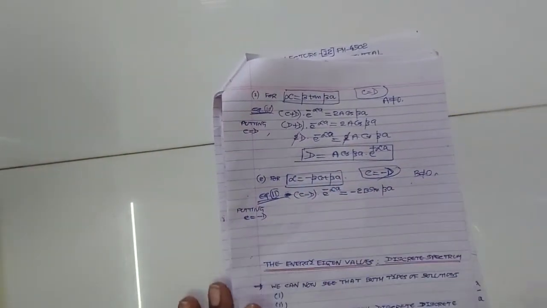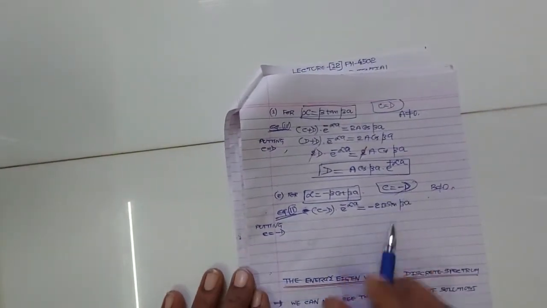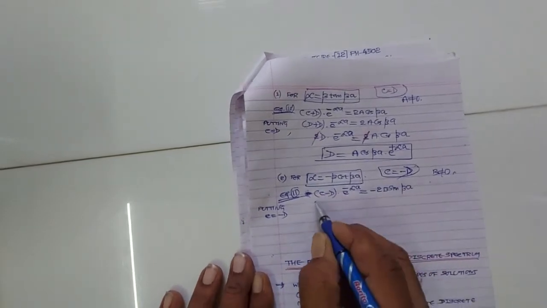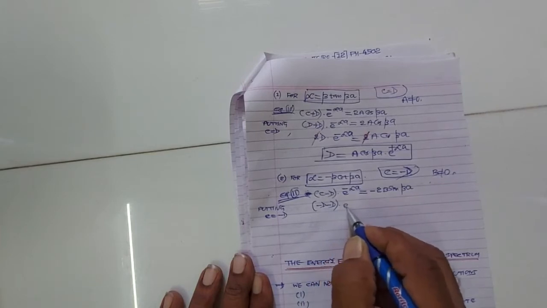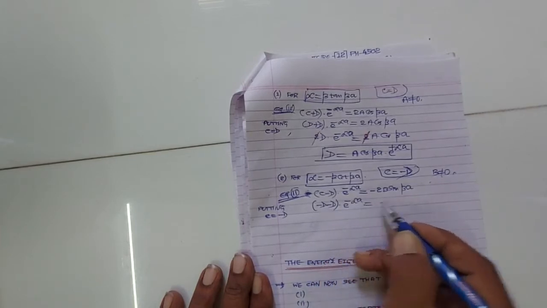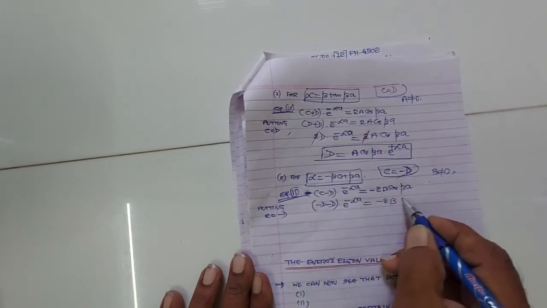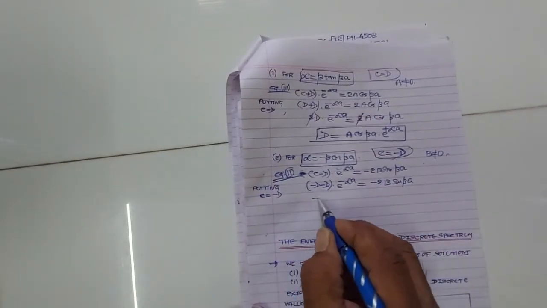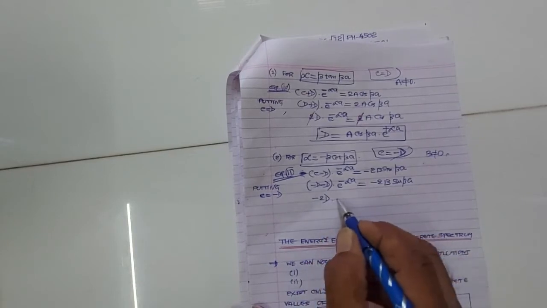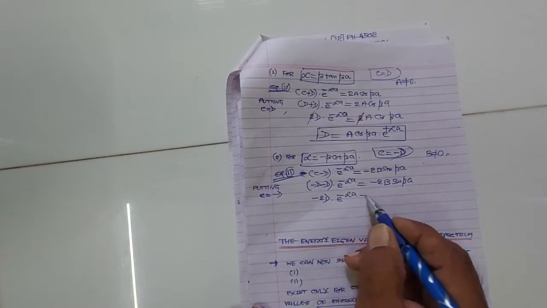In this equation we have to put c is equal to minus d. So let us put c is equal to minus d in this equation. So c is equal to minus d e raised to minus alpha a is equal to minus 2b sin beta. Minus d will be 2d e raised to minus alpha.